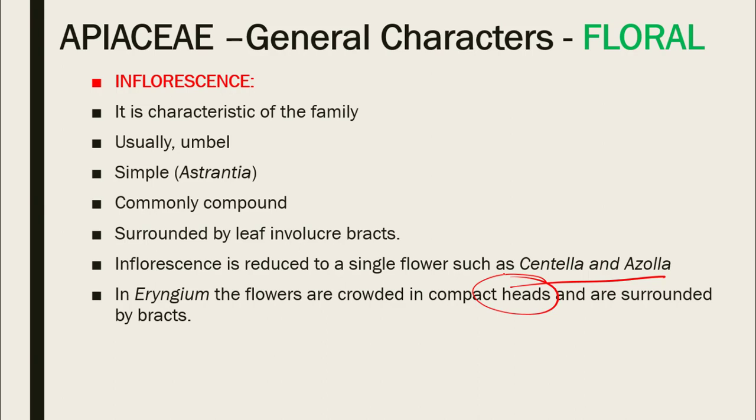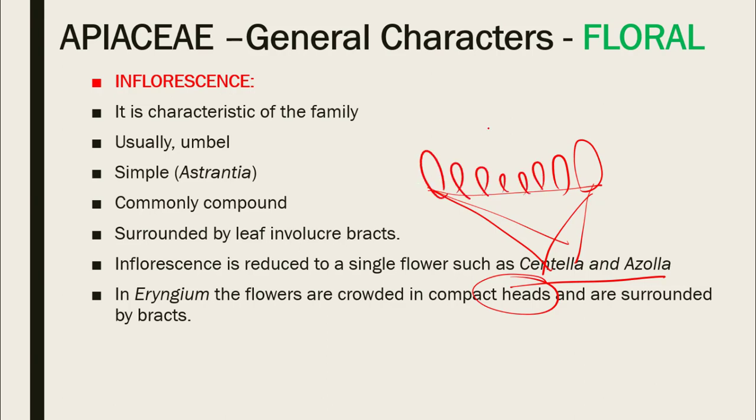Now, a head or capitulum is also a type of inflorescence in which it's a spike-like inflorescence in which there is a flat receptacle or thalamus on which flowers are born, usually in such a manner that flowers at the periphery are older ones and the flowers in the center are younger ones. So somewhat like this. So this is a head or capitulum. So in Eryngium there is no umbel. Instead, the flowers are crowded into heads and surrounded by bracts.